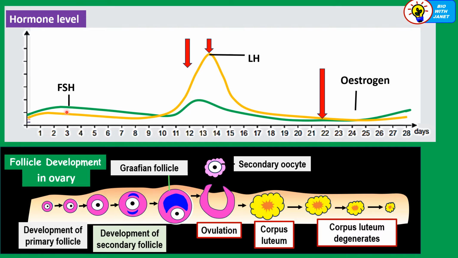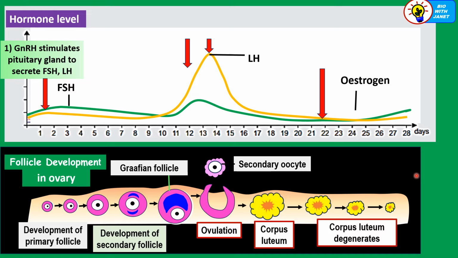until day 3 here, we can see that the level of FSH increases. What's the reason for that? It's because the hypothalamus secretes GnRH, or gonadotrophin releasing hormone, which stimulates the pituitary gland in the brain to secrete FSH and LH. So the levels of both hormones increase. But after that, the levels of FSH and LH remain low. What's the reason for this?